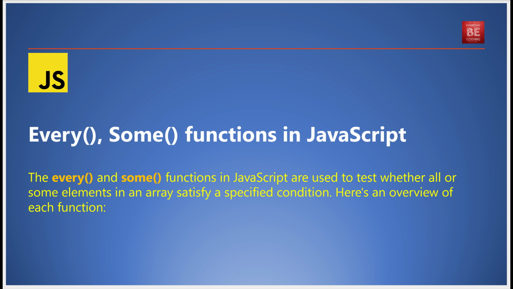Have you ever wondered how to test elements in an array in JavaScript? Well, two functions can make that job easier for you: every and some. The every function is a handy tool that tests whether all elements in an array pass a specific test. It's like a strict teacher who expects every student to ace the test. If just one fails, the whole class fails.